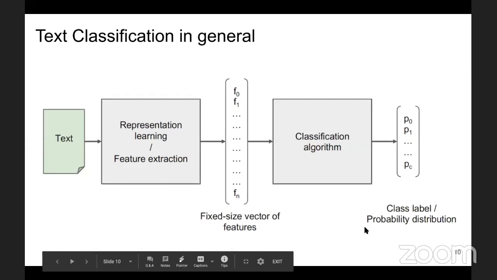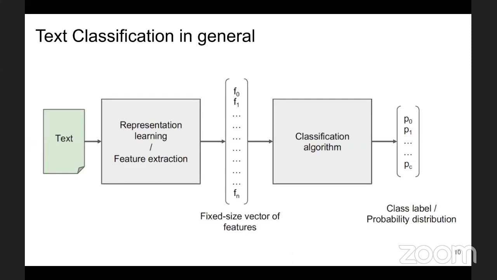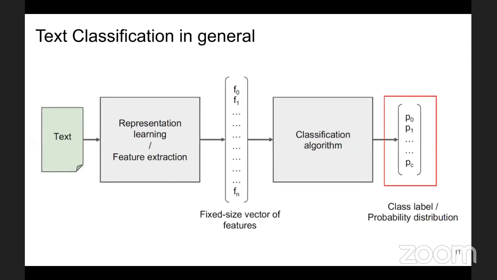Okay, so text goes to a fixed representation, that is fed to a classification algorithm, and out comes either a class label, or some distribution, or some regression. Okay, now let's talk about class labels first, and what they could mean when talking about text classification.